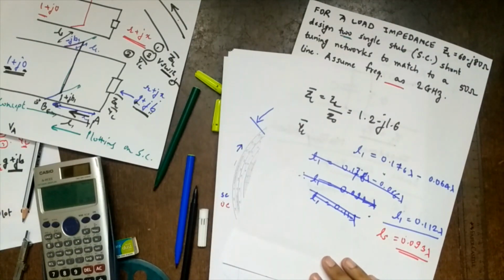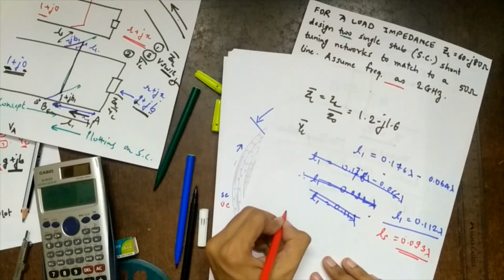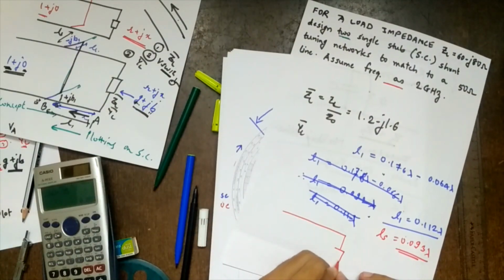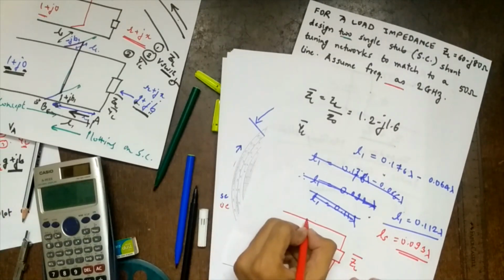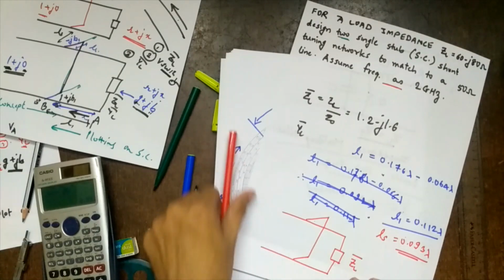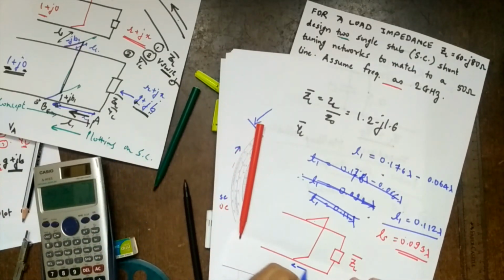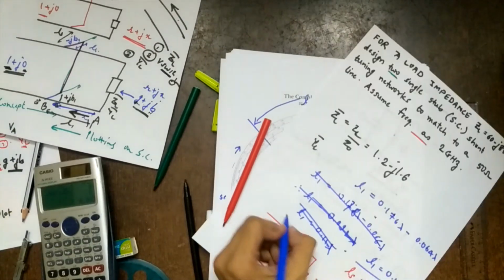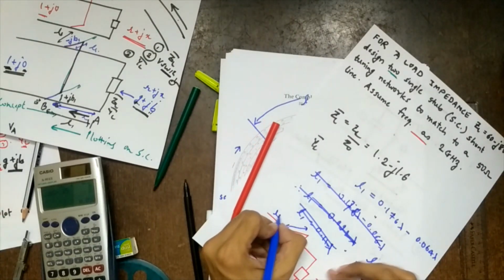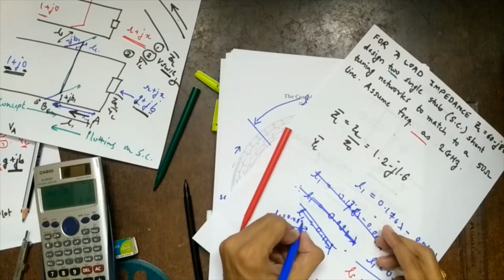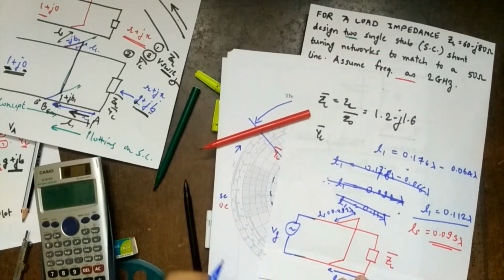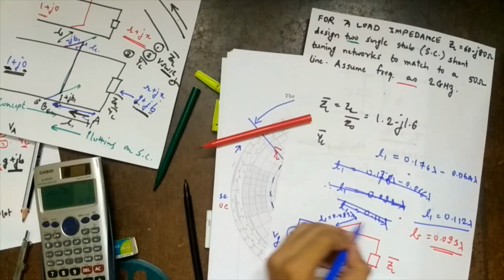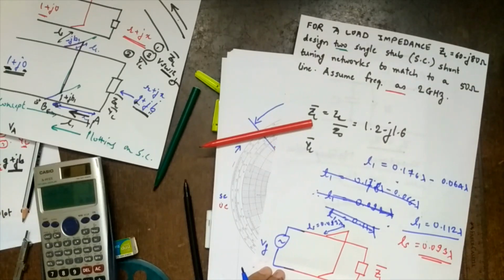Next, you have to draw the final network diagram. It will look somewhat like this. This is your ZL bar. This is your stub. The distance L1 is shown here, L1 equals 0.112 lambda. LS equals 0.093 lambda. If you want, you can show the source here, VG. This is your final answer. You have to show this diagram, else you may lose 1 or 2 marks.